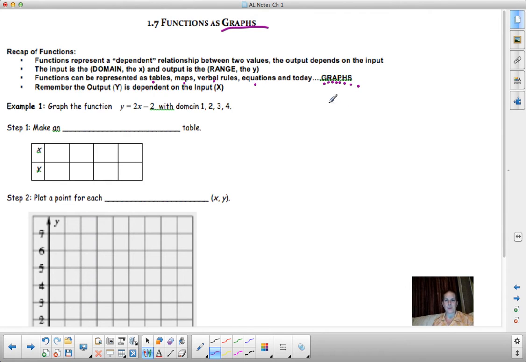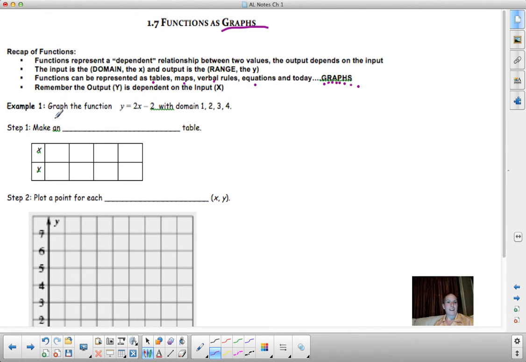Functions can be represented as tables, maps, verbal rules, equations, and graphs. You guys were asking what I was talking about. I saw a couple of you put that in your 1-6 WISC. And now we're here to talk about it. It was kind of a preview. I'm glad that a few of you caught that. Remember, the output, y, is dependent on the input.